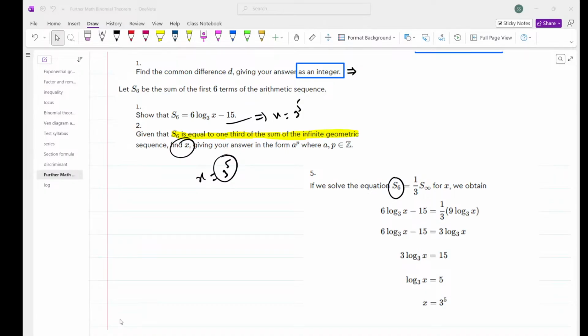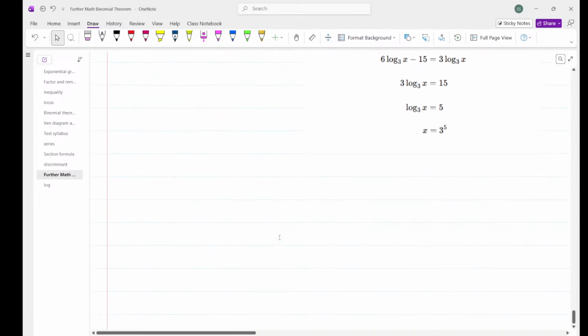Binomial. Let's see this one, quadratic functions. No, okay, no problem. Let's see this one, coordinate geometry. It doesn't look like it.